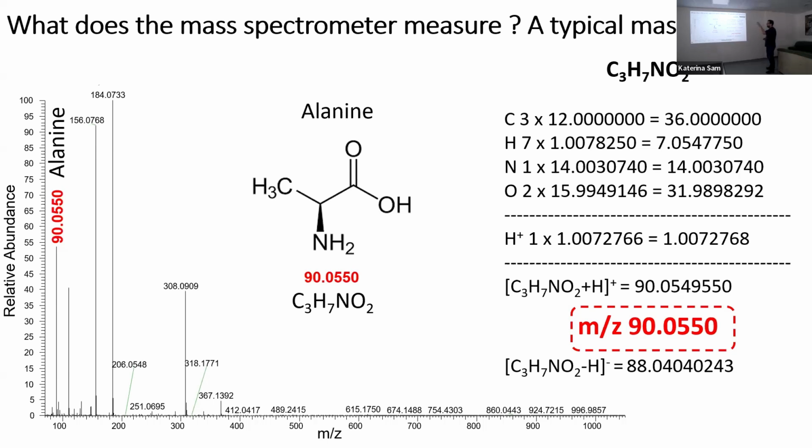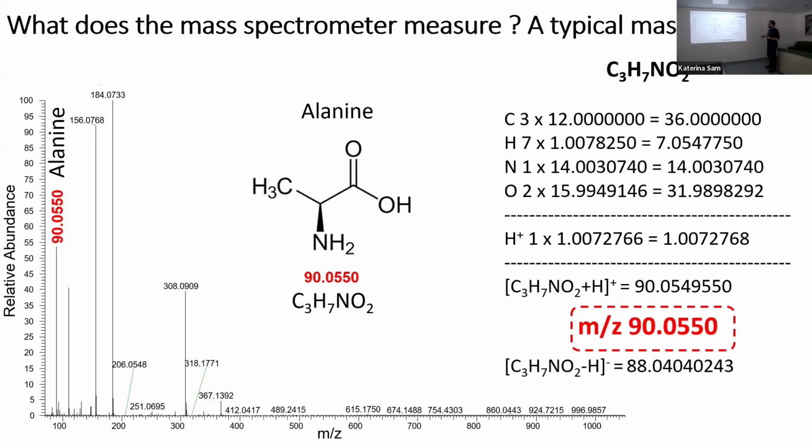This is the mass spectrum from the HeLa cells, and for a lot of compounds we have only one mass. But what is the mass? Here we have the mass for alanine. It's this mass, and alanine has this elemental composition.